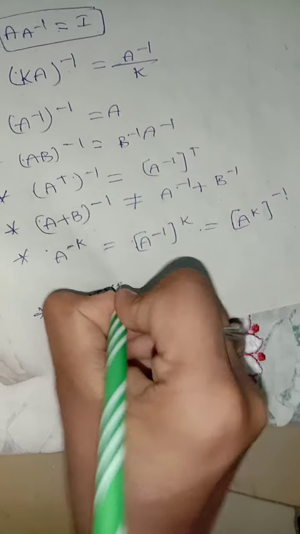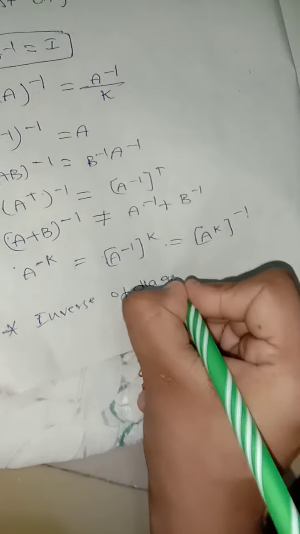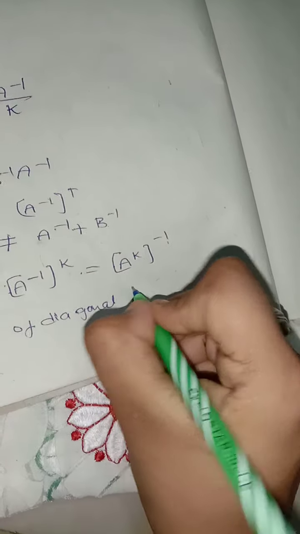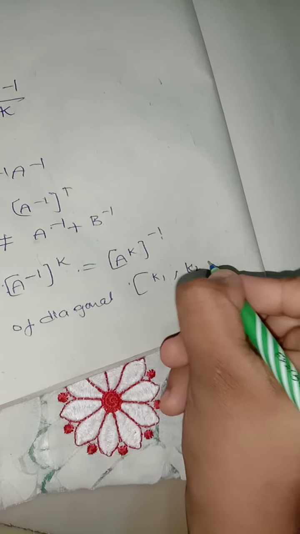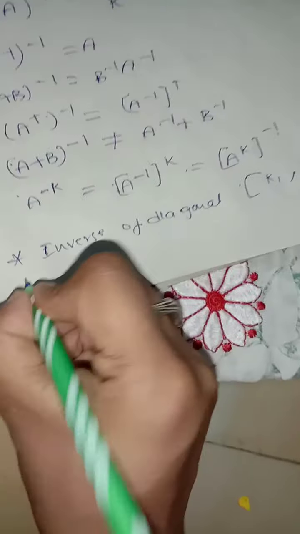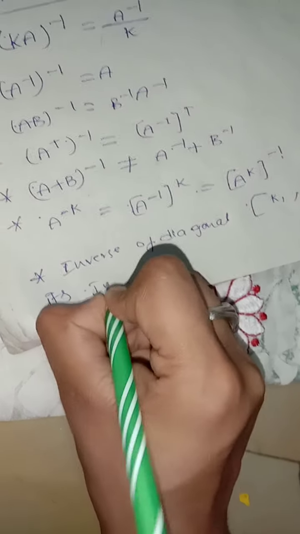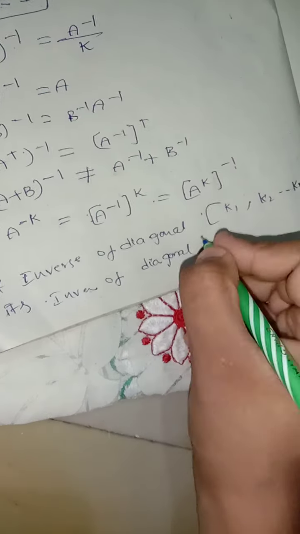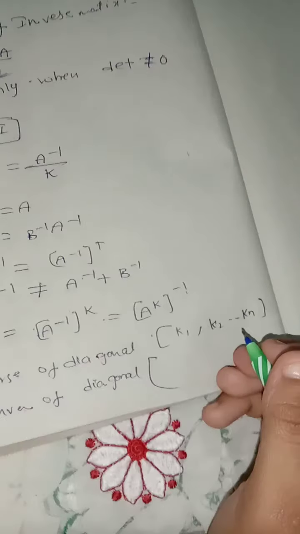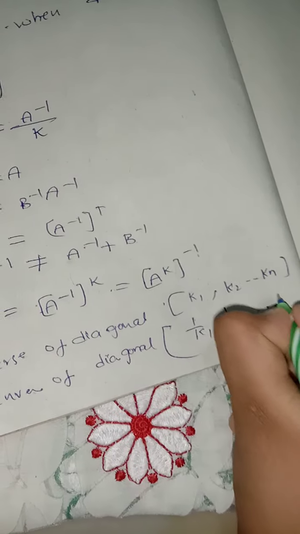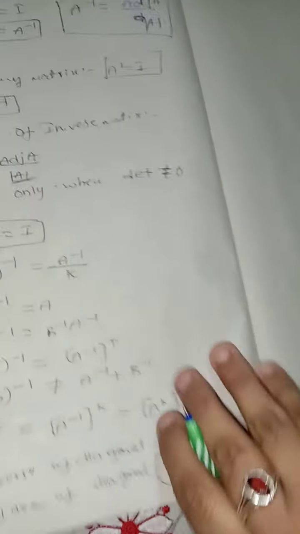And the last property is the inverse of a diagonal matrix. Diagonal means only the diagonal elements exist, and all the remaining are zero. Then the inverse of a diagonal matrix is the inverse of its diagonal elements, that is 1 by k1, 1 by k2, and so on up to 1 by kn. I think you may not understand this property.